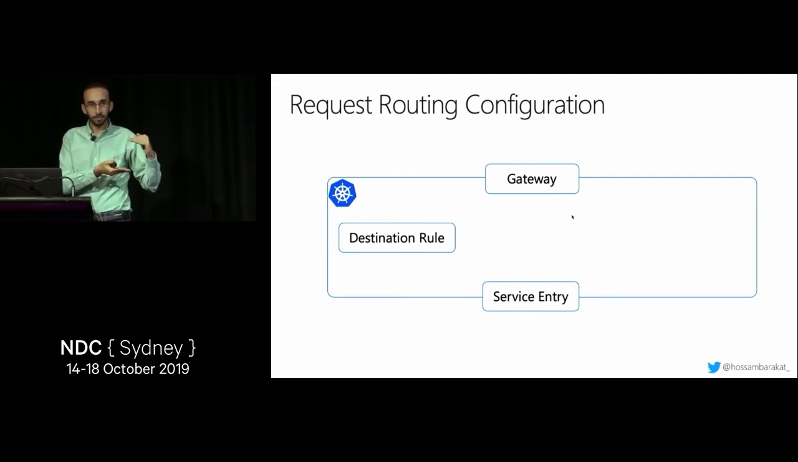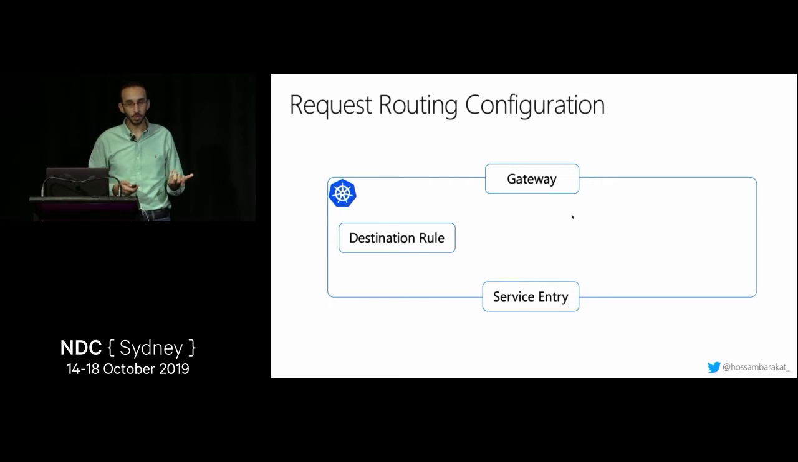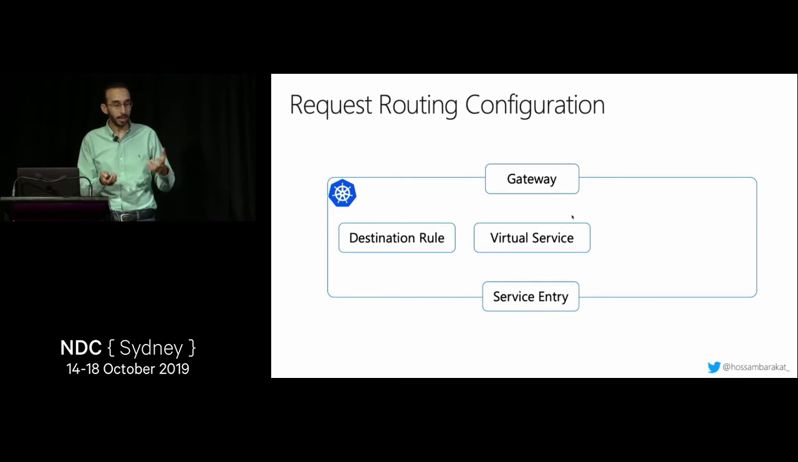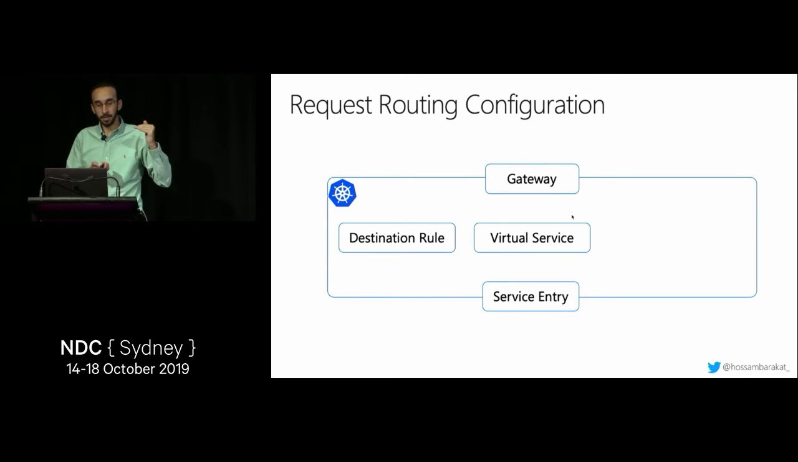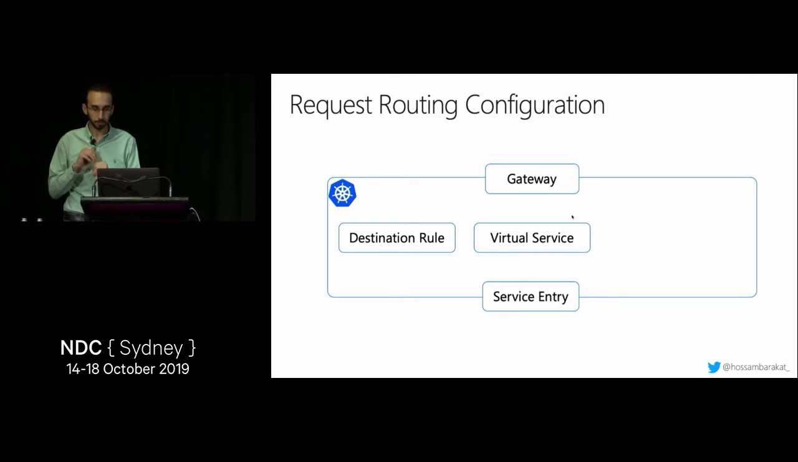But so far, we didn't define the traffic routing rules, because to define the traffic routing rules, we use a destination rule to pack a virtual service object. And that virtual service object is where we actually define the traffic routing rules.